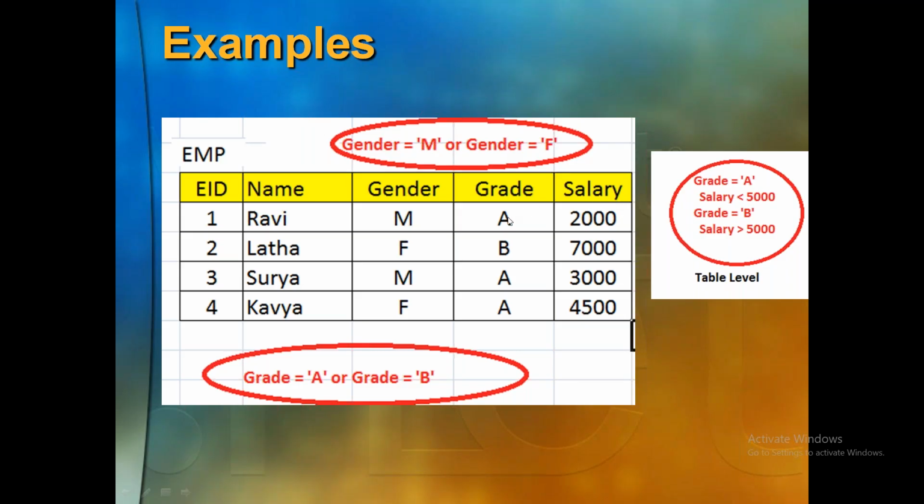If the grade equals A, salary is less than 5,000. If the grade equals B, salary is greater than 5,000. Like that, this kind of validation is to be given at the table level. So all these things can be implemented with the help of check constraint. Simple expressions: salary greater than zero, grade can be either A or B, gender can be either male or female. So these are the things if you wanted to implement, we cannot use primary key, foreign key, all of them. You have to write the check constraint.